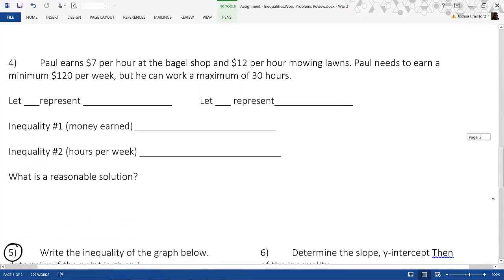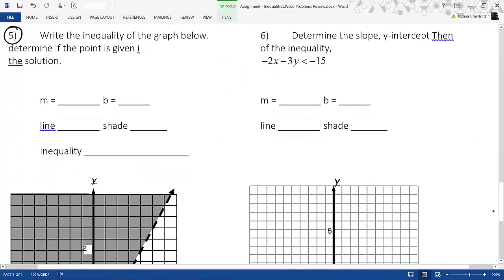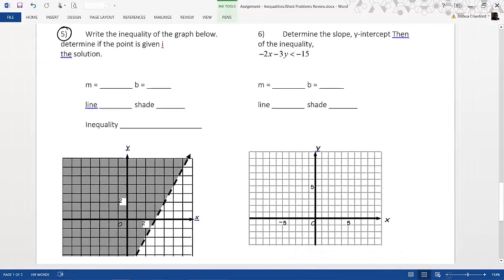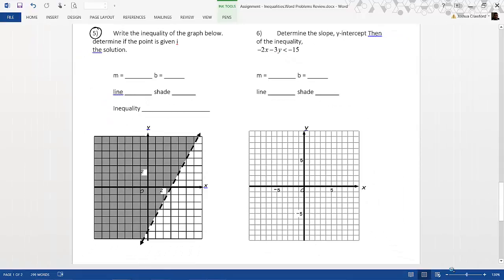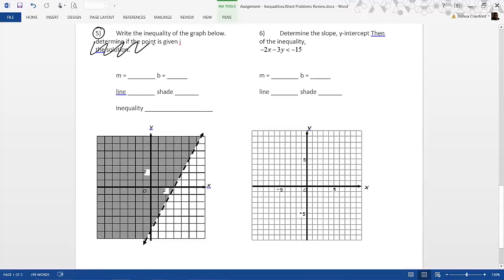And then number 5, we're going to want to work backwards on this. Okay, so for number 5, write the inequality of the graph shown below. So given this graph, find the slope, y-intercept, line, shade, and then eventually the inequality. So first, of this line, what is the slope? In order to do that, find 2 points on our graph that go through cross sections and find the rise over run. So from this dot to this dot, it's going to be rise of 2, run of 1. So our slope is 2 over 1.